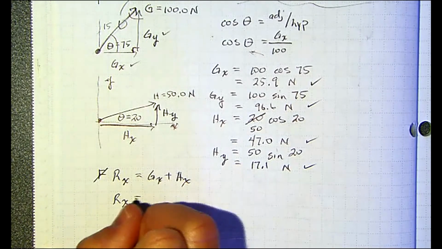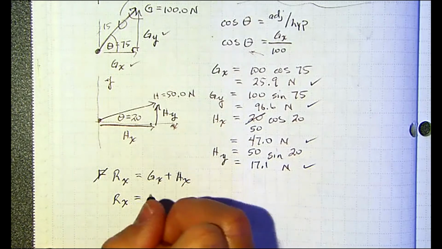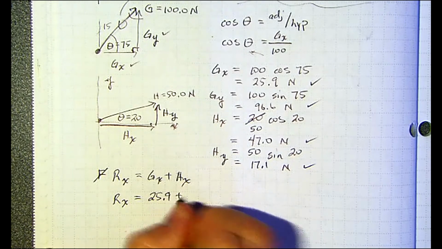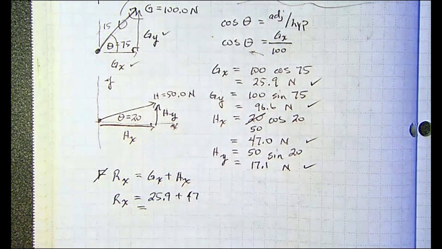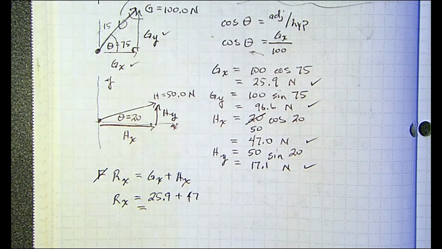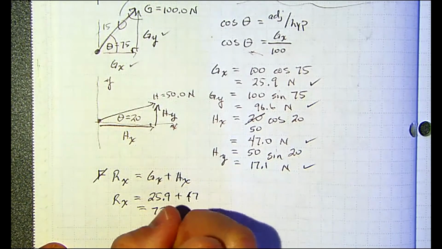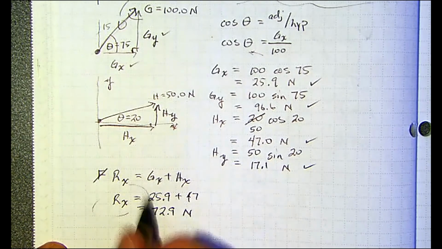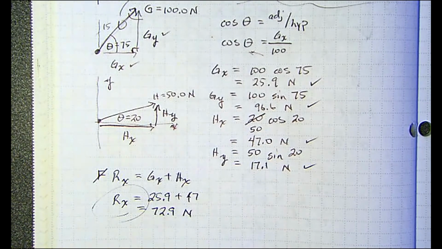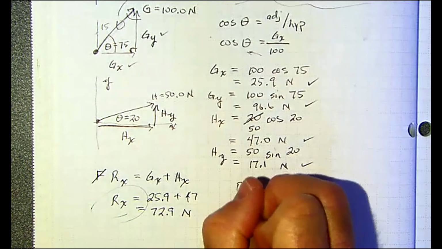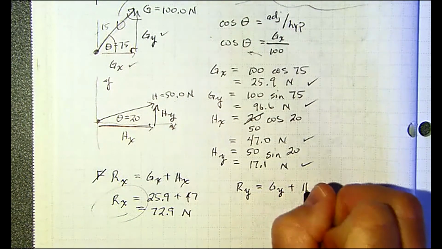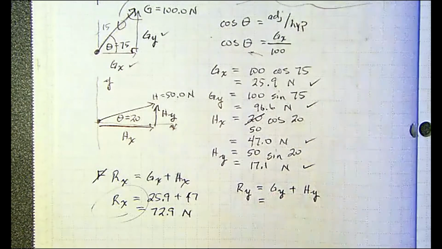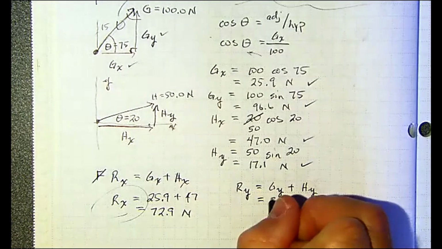R sub x is equal to G sub x, which was 25.9, plus H sub x, which is 47. 47 plus 25.9 equals 72.9. Beautiful. 72.9 newtons for the x value of the resultant. And then I'm going to do the same thing for y. R sub y equals G sub y plus H sub y. The G sub y was 96.6.